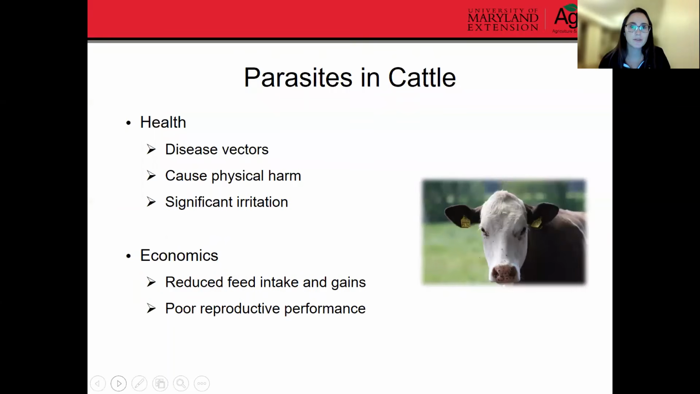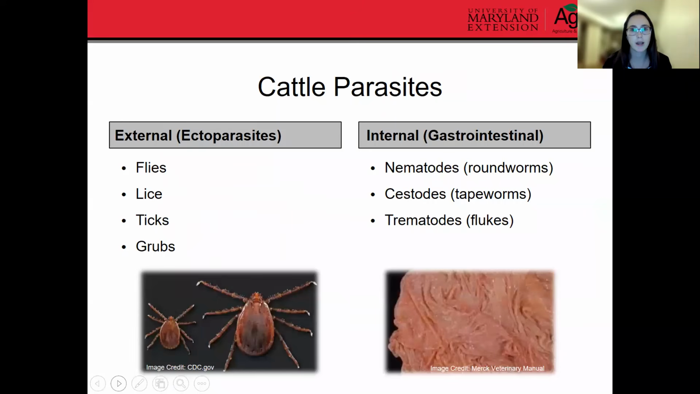Just to refresh our memories, most of us are pretty familiar with some of the impacts that parasites can have in cattle. They have implications for cattle health and pose health challenges. They can serve as disease vectors, cause physical harm, and cause significant irritation. All of those things impact our economic return. They can reduce feed intake, which can subsequently reduce production, as well as reproductive performance in some of our females. So they're important in terms of economics.